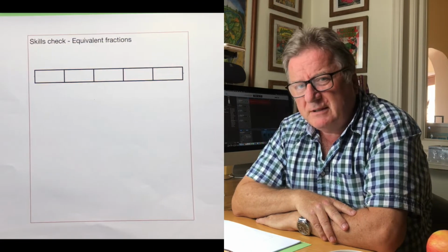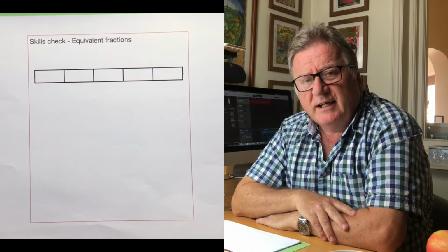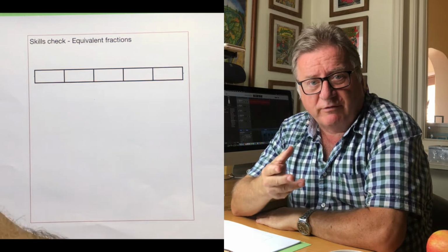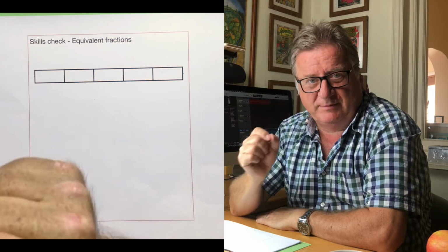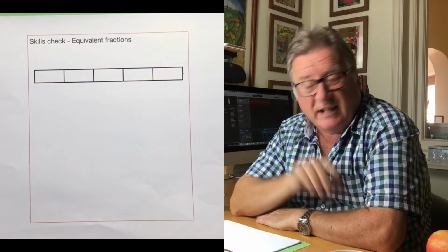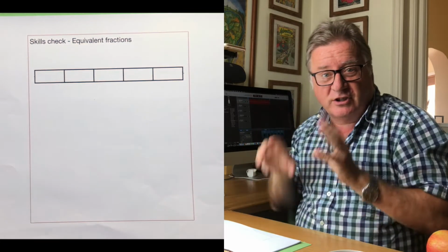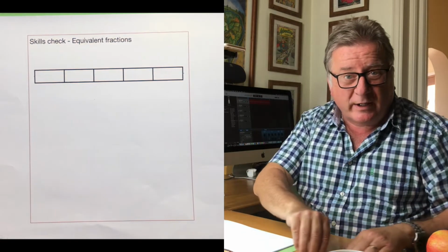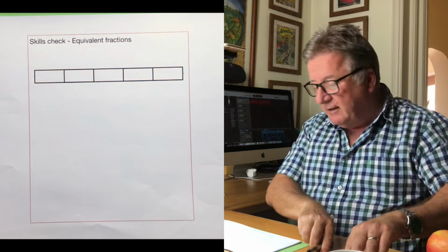Okay, let's start with addition of fractions then. And fundamental to this is understanding equivalent fractions. It's the key for this method. So we are going to have a quick look here at equivalent fractions. Just a quick check-in. Have a look here.